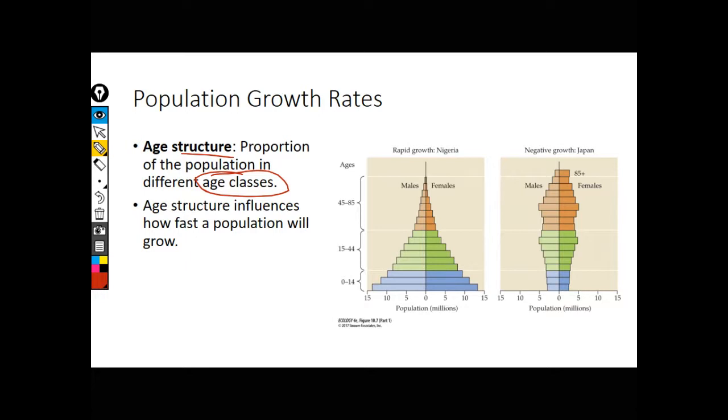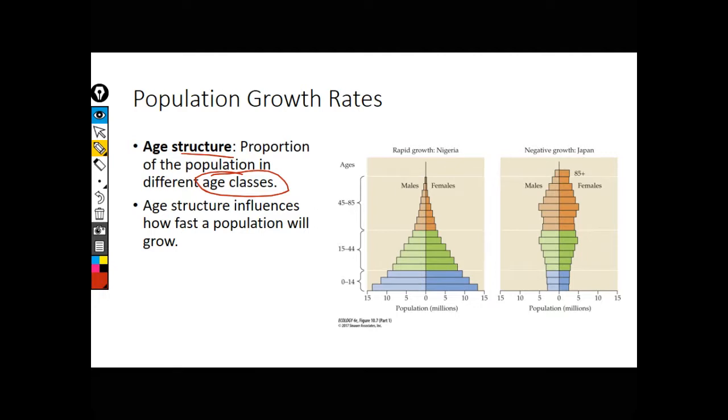Do you have enough of a working class population to sustain your non-working population? Is your youth population large enough that it's going to, predictably in the future, right, be able to continue to sustain your population as it grows elderly? Okay. When we think about this from an ecology standpoint, we think about it very similarly, but of course we're interested in pre-breeding, breeding, and post-breeding. Okay.